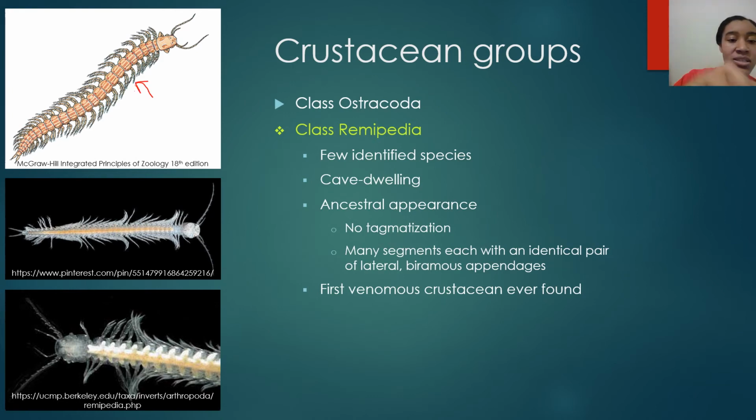They're a bit hard to see, it's a little small, but you can see the protopod here that splits into the exopod and endopod. And you can also see it if you look at this picture down here. These appendages, you can probably see a little bit better that they definitely are biramous. And one really interesting thing about this class is that the first identified venomous crustacean belongs to this class. So I thought that was pretty interesting.